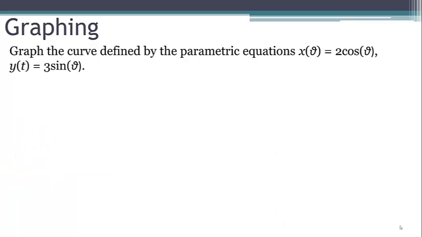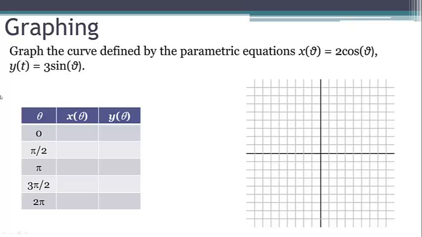This set of equations should look a little familiar. In our first series of lectures, we looked at the graph of x equals cosine theta, y equals sine theta, and saw that that graph was a circle. It's reasonable to expect this graph to follow a similar cyclic path, but we need to investigate what effect the 2 and the 3 are going to have. So again, based on what we already know, I'm going to focus on the 4 values of theta that give us the extreme sine and cosine values.